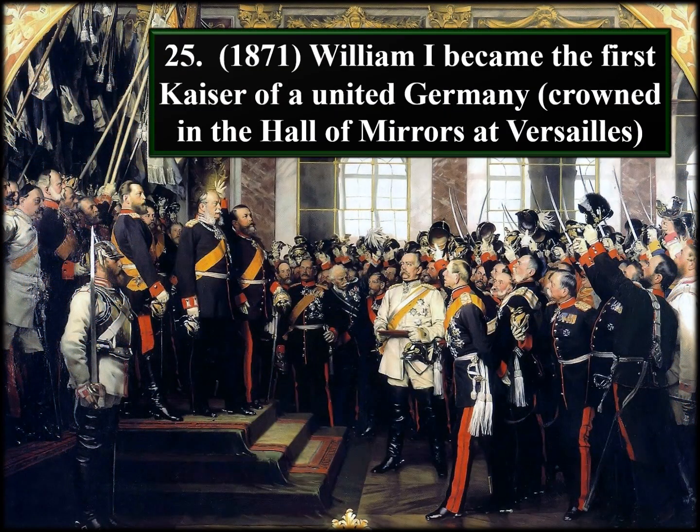In 1871, William or Wilhelm I became the first Kaiser, just meaning emperor, of a united Germany. And he's crowned in the Hall of Mirrors at Versailles with Napoleon watching on, the one who had given him this crown.